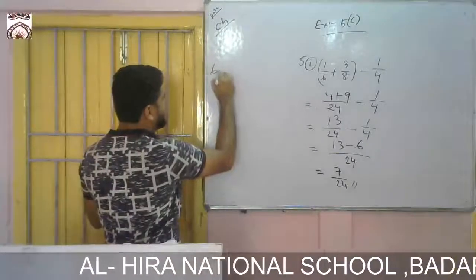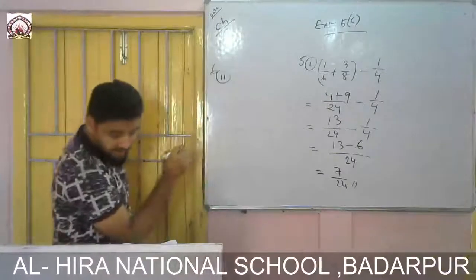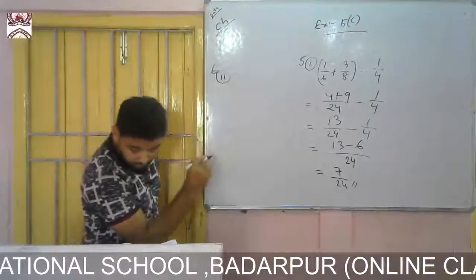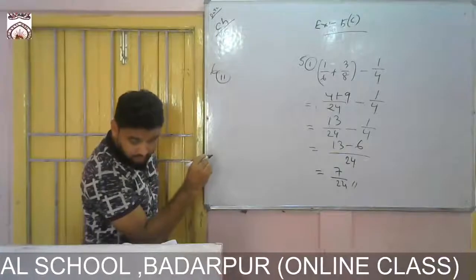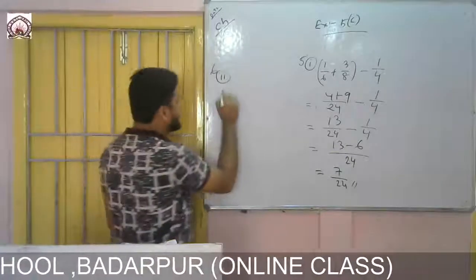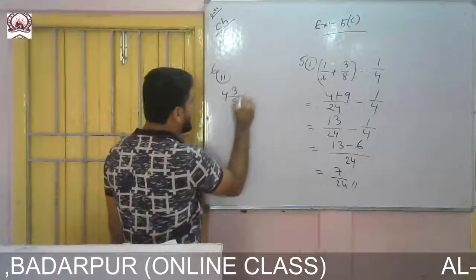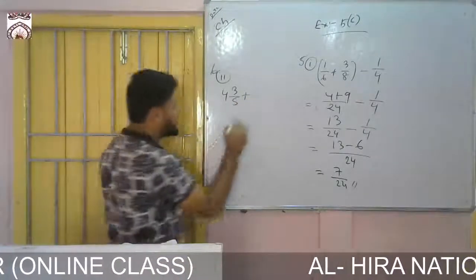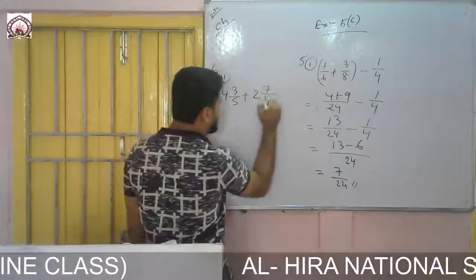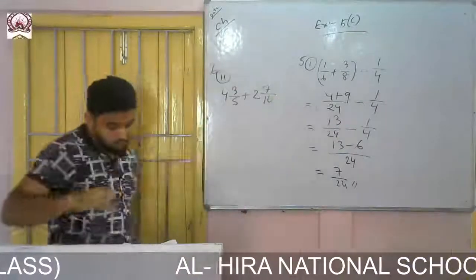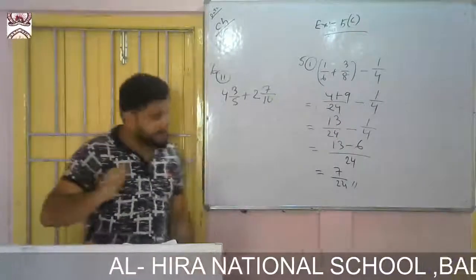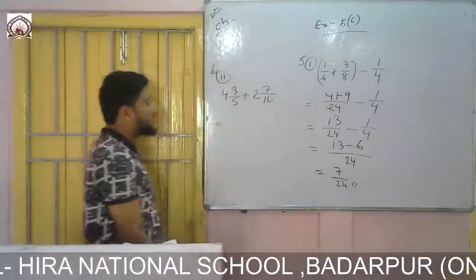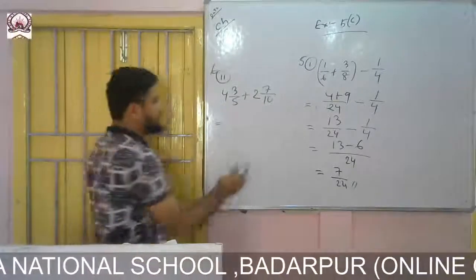Question number 6 Roman 2. What is there? 4 3 by 5 plus 2 7 by 10. These are in mixed fraction. So I shall take them into improper fractions. Then I shall solve.